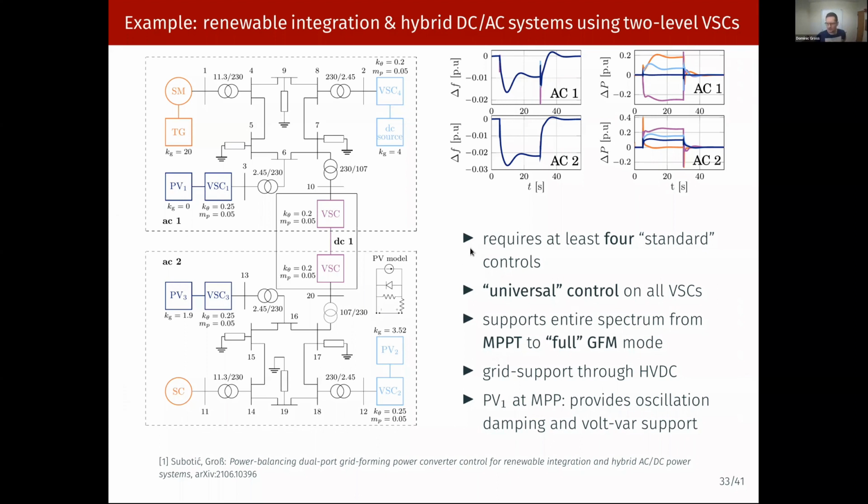Basically, what you can also see in that system is that the grid support is transparently passed through the HVDC. So if there's a load step here, you also get parts of the primary frequency control response from the system here.